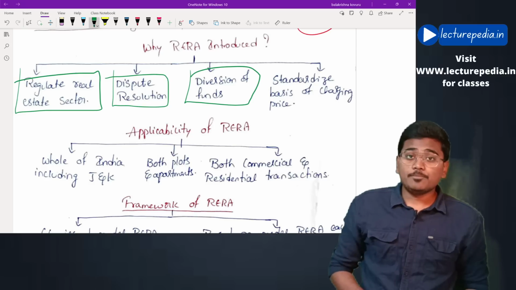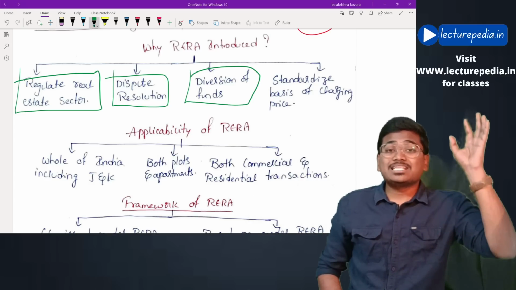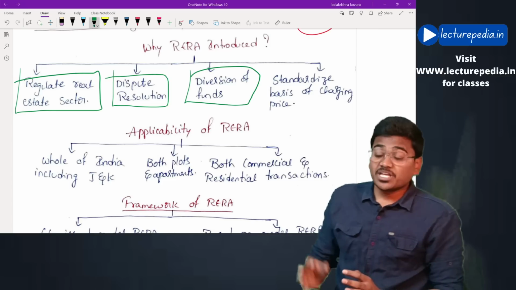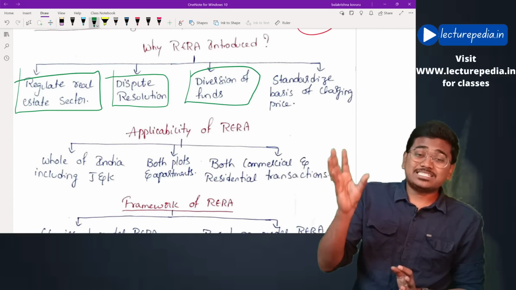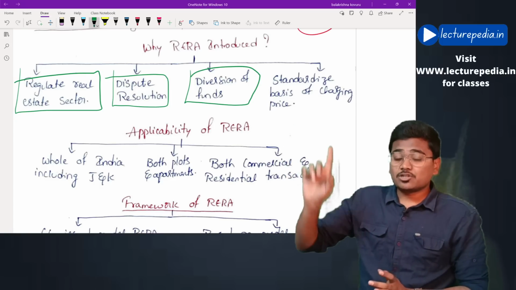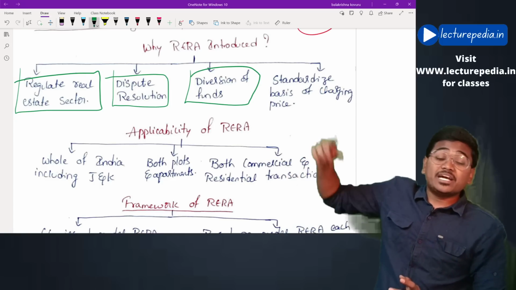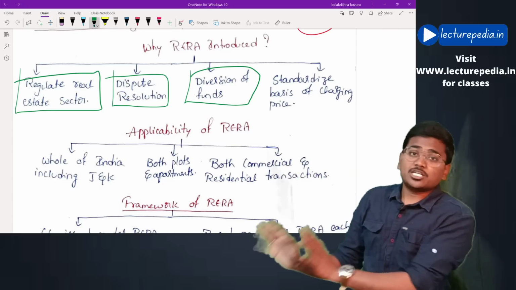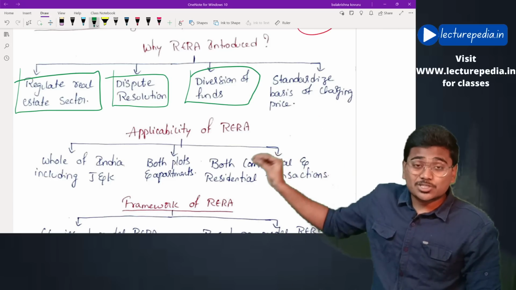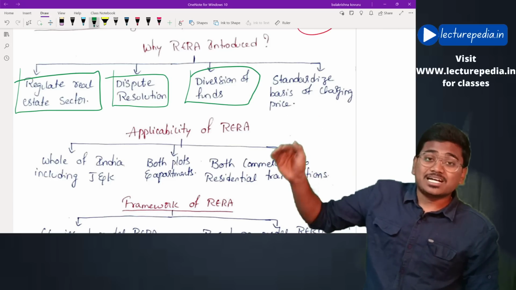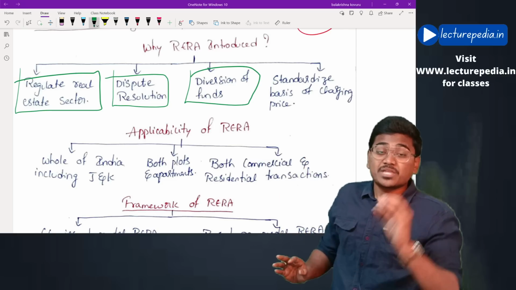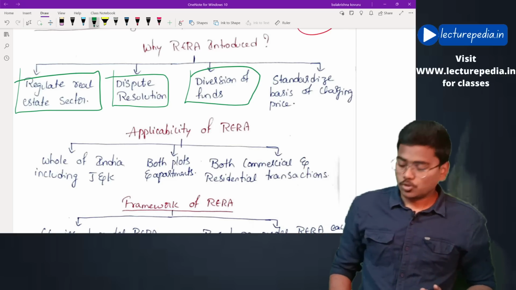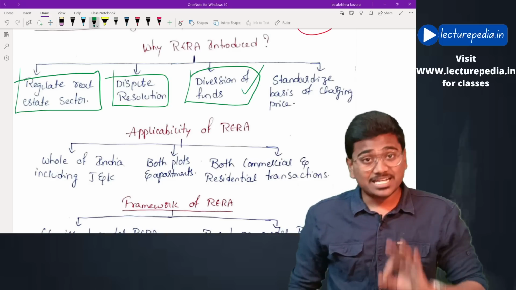Now under RERA, the promoter has an obligation. Whenever he collects an amount from the allottees, he needs to deposit at least 70% of that amount in a separate escrow account that will be opened specifically for that particular project, and the amount from that escrow account should be used only for the construction of that particular project. By this the diversion of funds will not occur. Even this is one of the reasons why RERA is introduced.